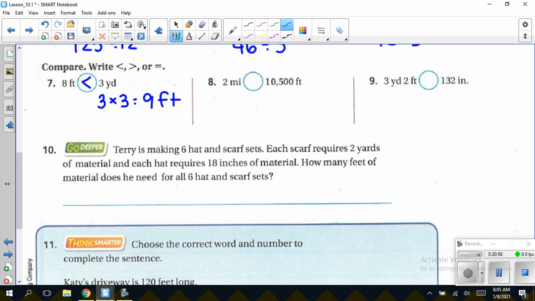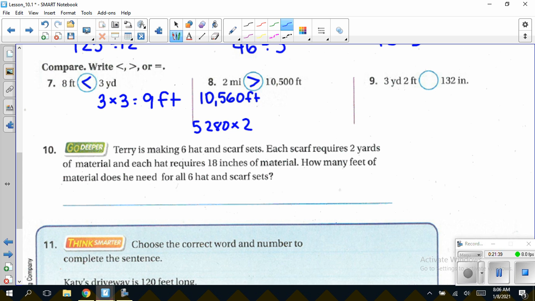For number 8, 2 miles compared to 10,500 feet. Well, from the question that we completed in example 1 on page 586, we already converted 2 miles into feet. And if you recall, we had 10,560 feet. Again, you find that by taking your 5,280 feet times 2 miles. So now I can compare. I do know that 10,560 is a little bit larger than 10,500, so I need the greater than symbol.